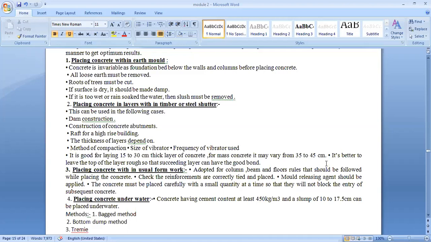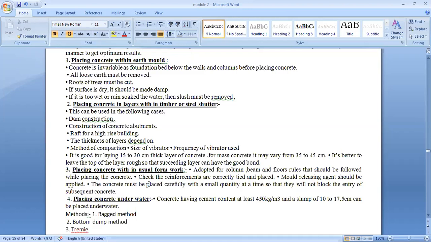It is better to leave the top layer rough so that the succeeding layer can have a good bond between the previous layer and the next layer. This is regarding placing concrete in layers within timber or steel shutters. Next will be the placing of concrete within a usual format. Examples of this are our columns, slabs, beams, floor footing, and floor slabbing. These will be the examples.